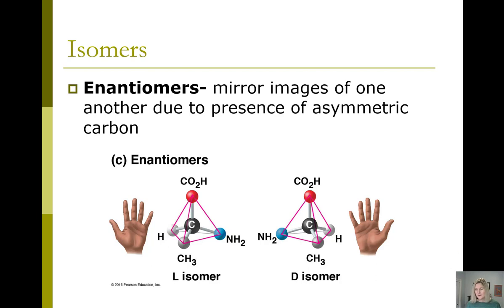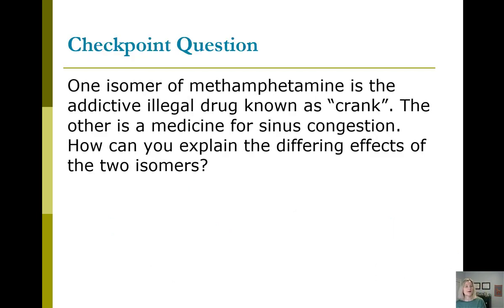All right. So here's our first checkpoint question of the lecture. So one isomer of methamphetamine is the addictive illegal drug known as crank. The other is a medicine for sinus congestion, which I desperately need right now. So how can you explain the differing effects of the two isomers? Well, remember that the structure determines the function. So if they are slightly different structurally, they're going to function differently. So structure and function work together. So isomers, they have different structures, and so that's going to cause different functions in the body. All right?